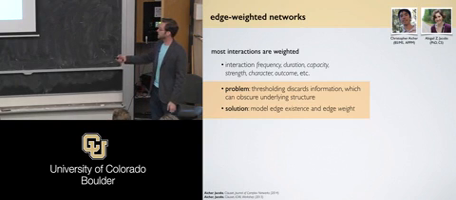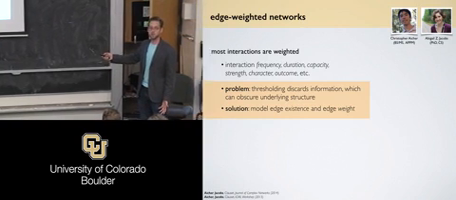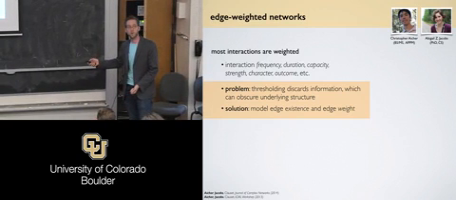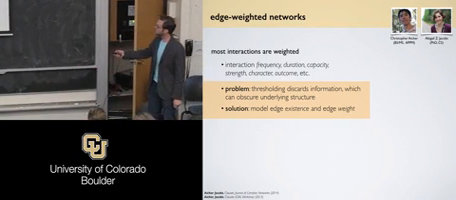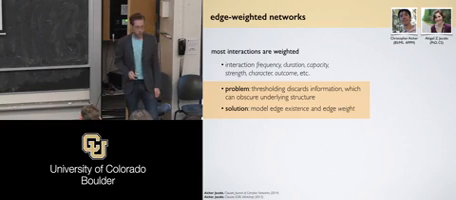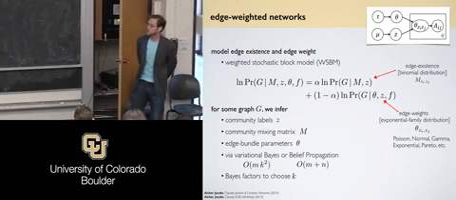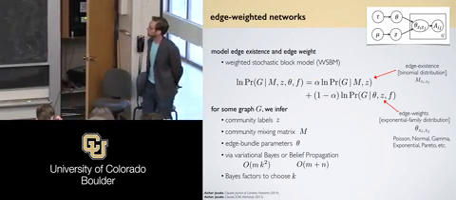So in that case, edge existence actually ends up being pretty important. But given that an edge exists, we want to know what the weight is going to be. So we're going to model both of these things simultaneously. We're going to do this using some somewhat fancy tools from machine learning. So we're going to write down a block model.